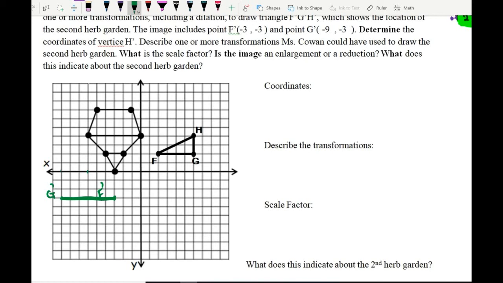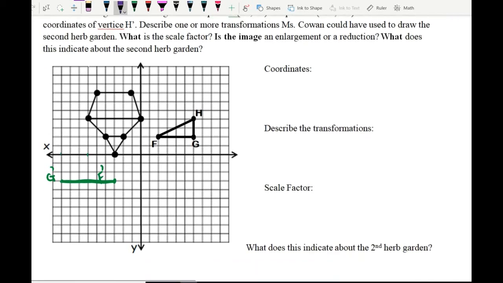Alright, so determine the coordinates of vertex H prime. Describe one or more transformations Ms. Cowan could have used to draw the second herb garden. What is the scale factor? Is the image an enlargement or reduction? It looks like it's bigger than the original FG, so we know it's going to be an enlargement. What does this indicate about the second herb garden? Okay, so we're going to first find the scale factor, because it's the easiest one.